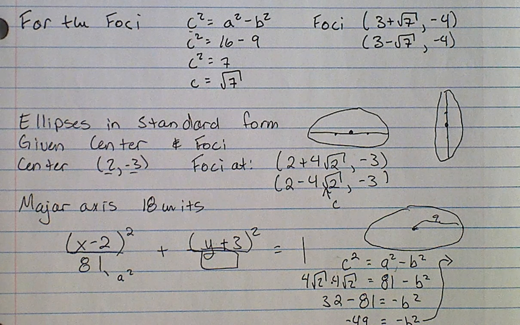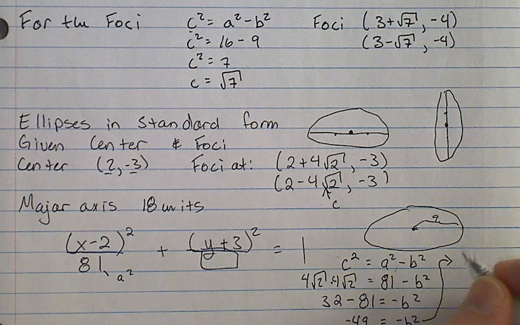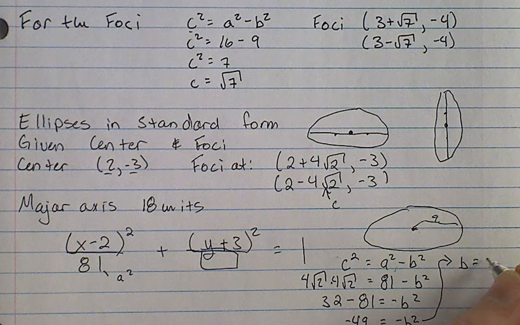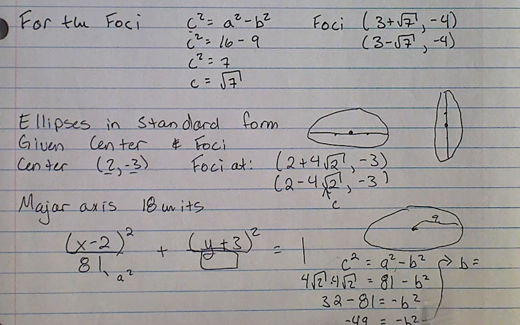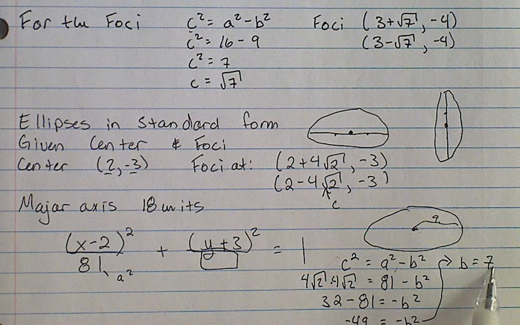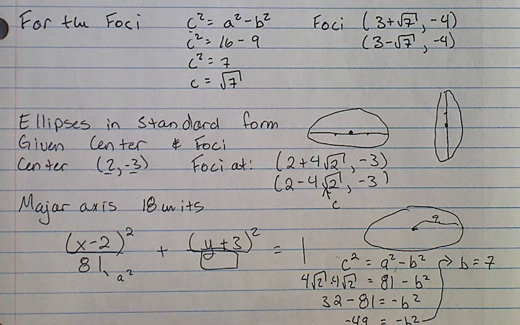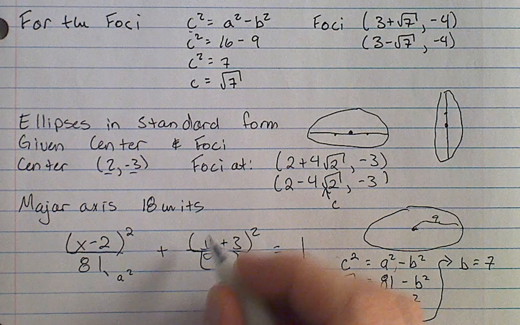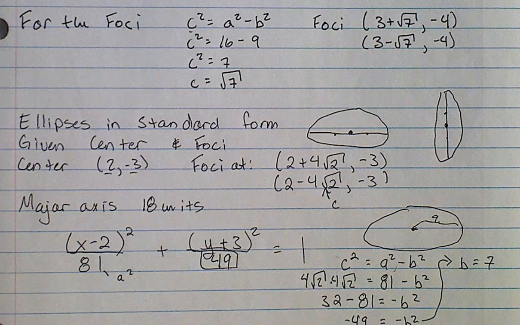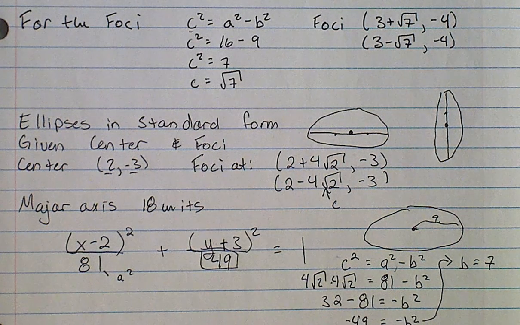Alright, so I'm just going to go one more step ahead, Caitlin, and then I'll come back and make sure everybody's with me. So, negative b squared is equal to negative 49, so that means that positive b is equal to what? Positive 7. So if b is 7, b squared, which is supposed to go under here, is 49. And now it's in standard form.